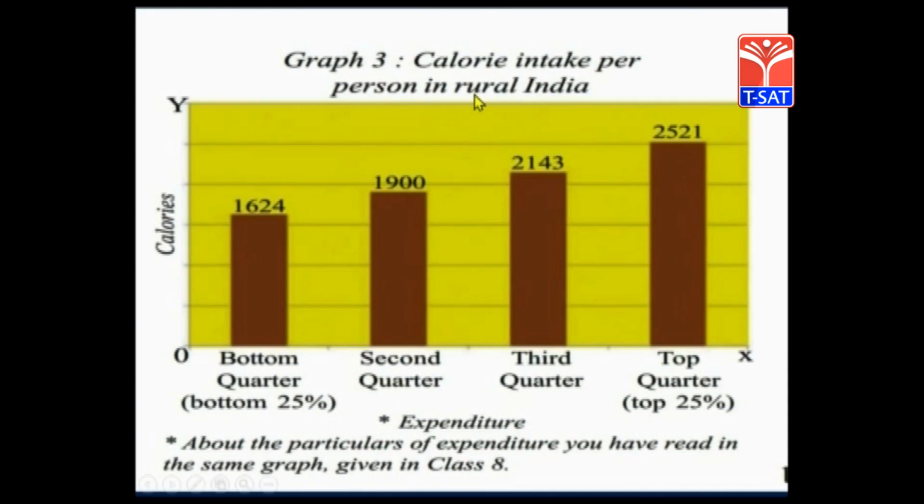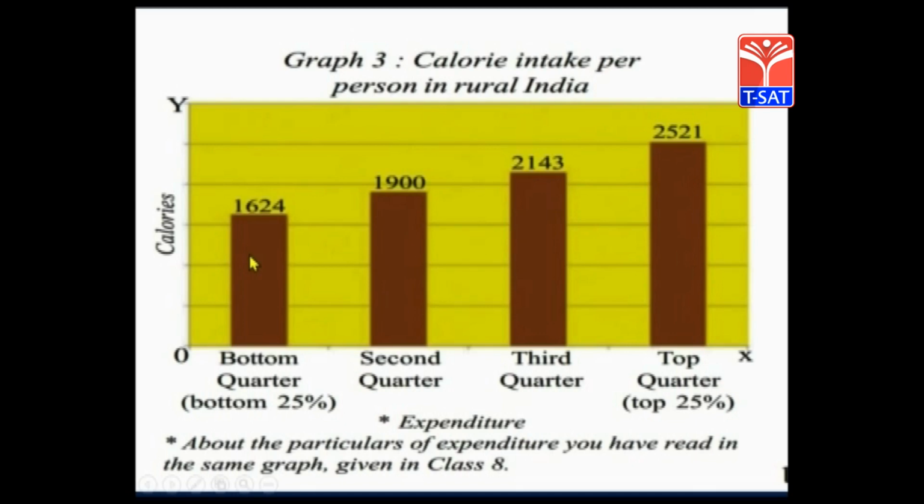Observe this graph, children. Calorie intake per person in rural areas. On the x-axis, the society of the rural area is divided: those at the bottom quarter, the second quarter is the lower middle class people, the third quarter is the upper middle class people, and the top quarter are the rich people. And on the y-axis the calories are given. So the bottom quarter, that is the bottom 25% of people in rural India. Remember, we are talking about the rural or village area.